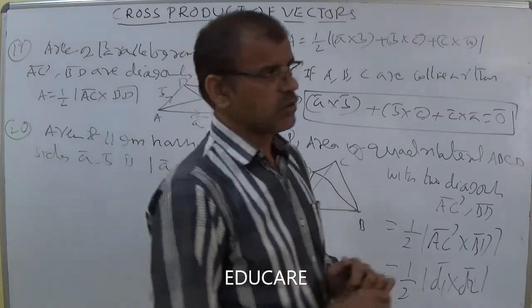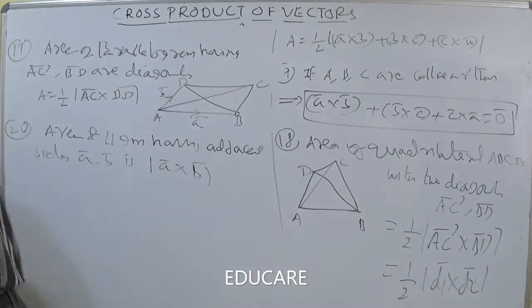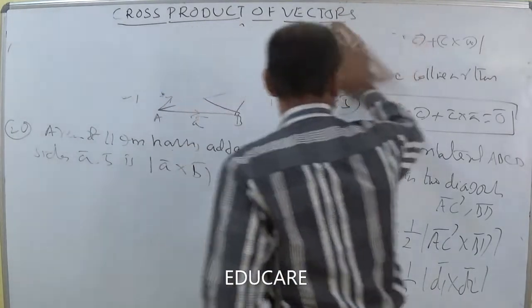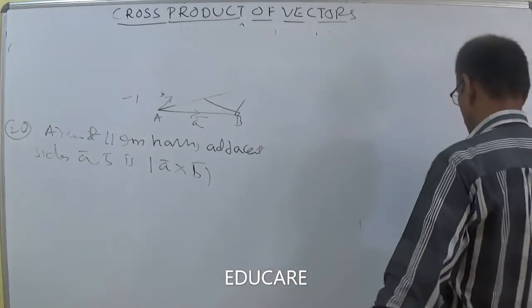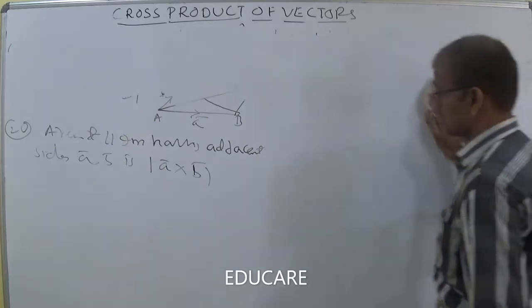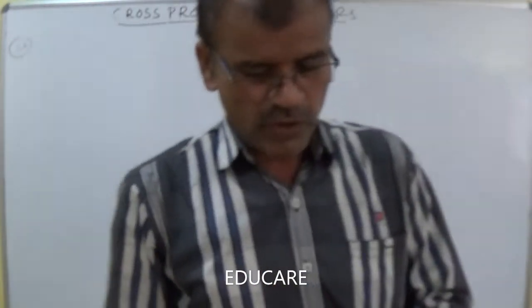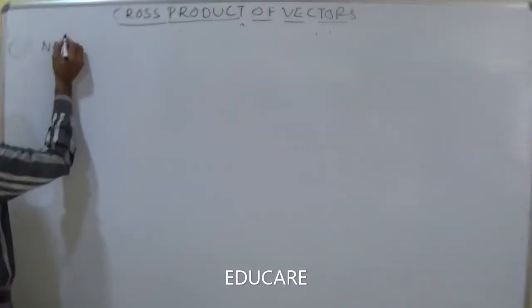Next, to discuss the foot of perpendicular, there is an important sum. First of all, we define the cross product notation briefly, and later we can go for a small sum and the foot of perpendicular concept. Next, the 22nd point: the notation of A bar cross B bar.